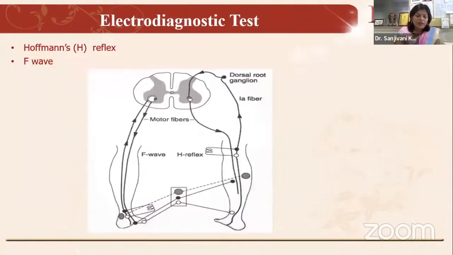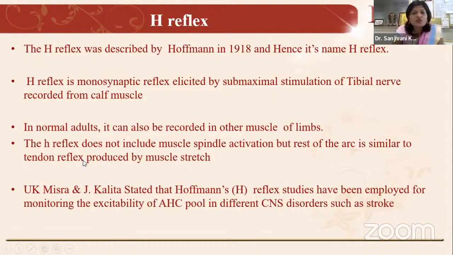So now our main topic is electrodiagnostic tests, and how we can use them to assess spasticity. In that we have the H reflex and F wave. So what is the H reflex? The H reflex was described by Hoffmann, and hence it is named the H reflex. Please note it down carefully, it is the H reflex.